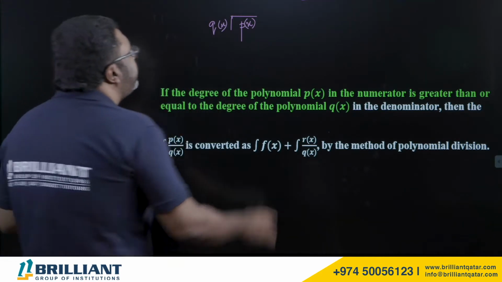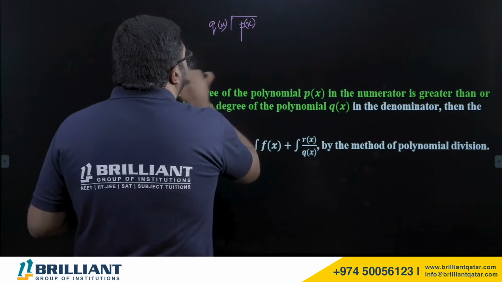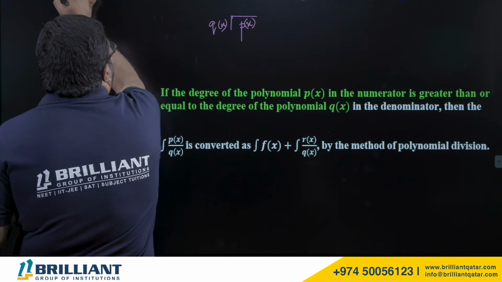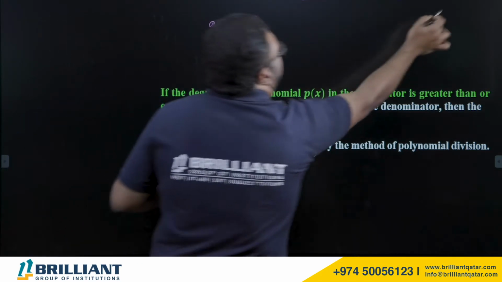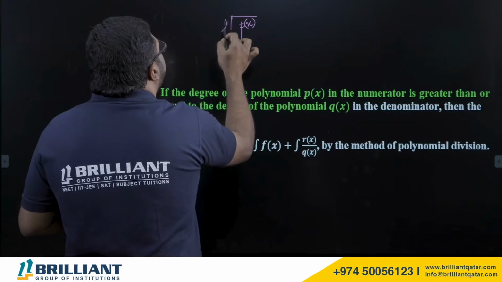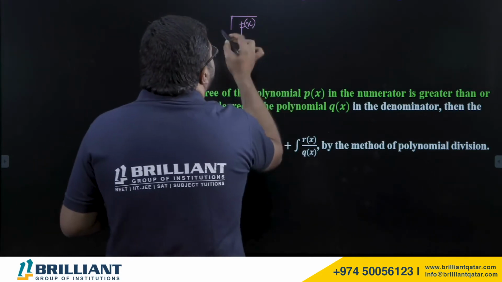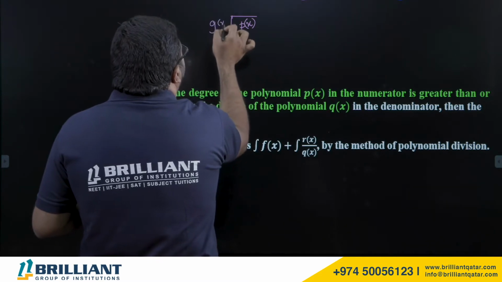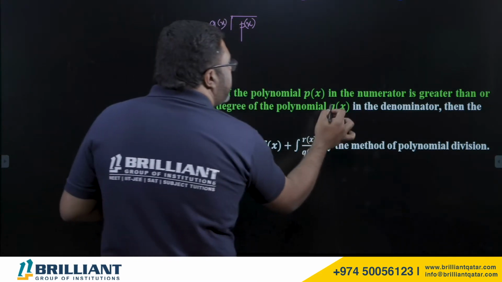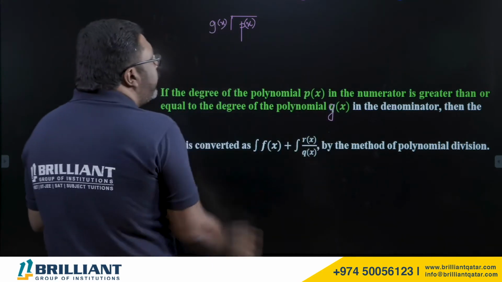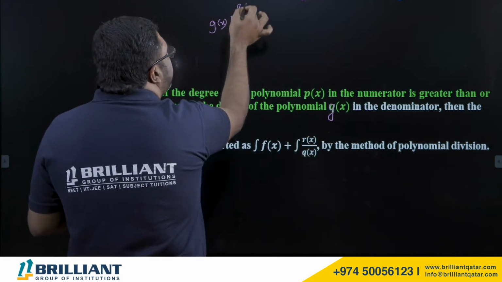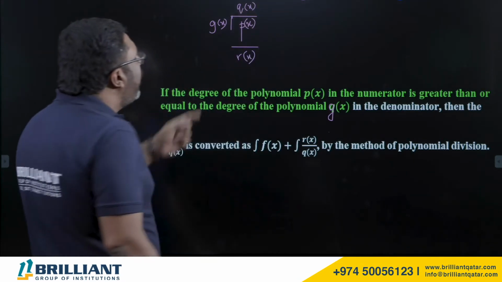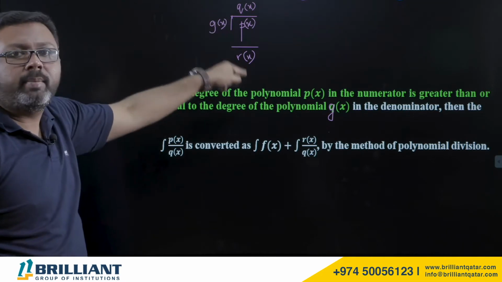So when you divide these 2 polynomials, let's not say p of x by q of x. Let's say p of x by g of x. Okay, I'm just changing this so that I can say something here. When you're dividing these 2 polynomials, you will always get a quotient q of x and a remainder r of x.